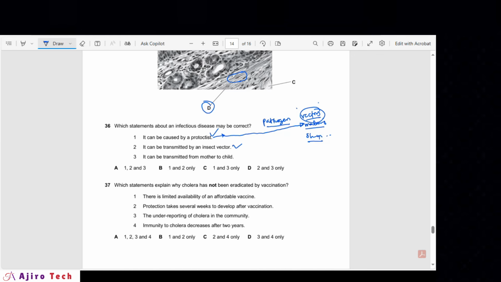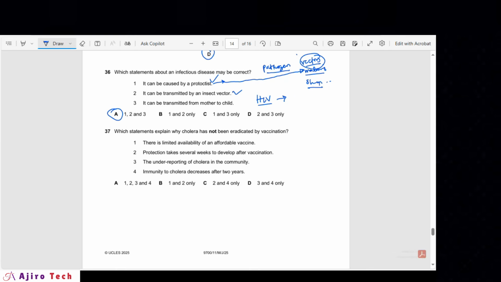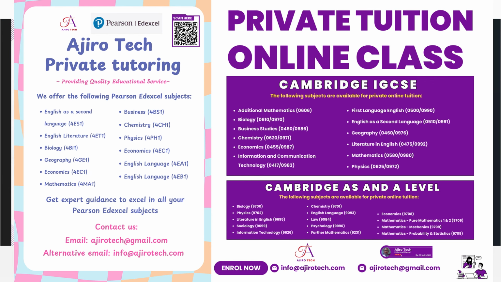Viruses and bacteria can pass through the placenta from mother to child, the same way nutrients, oxygen, and the likes can pass through the placenta. We can also have, for instance, HIV pass through the placenta from mother to child. So the three are correct.